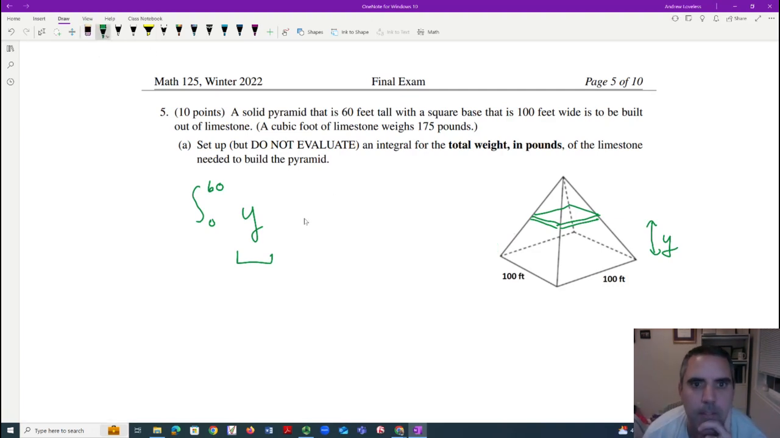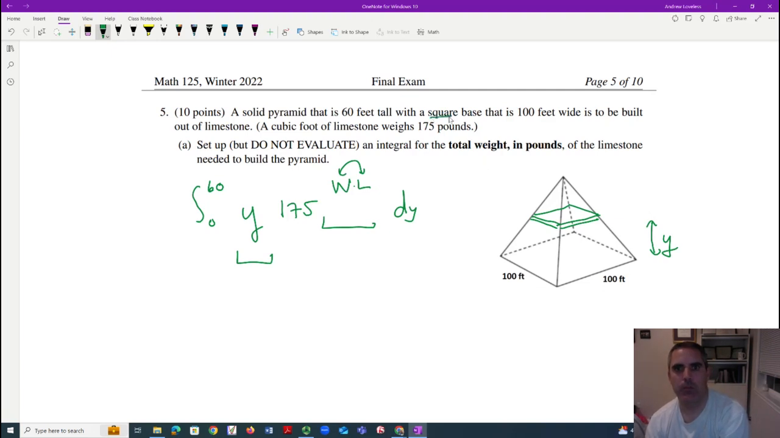So you would say it's 175 pounds per cubic foot. And then we're going to do width times length, dy. But width and length are the same because it says it's a square. So now we're down to the last step, which is just to label either the width or the length. So let's look at it from the side. How about this is 100, this is 60. This is what we're calling W. This is what we're calling y.